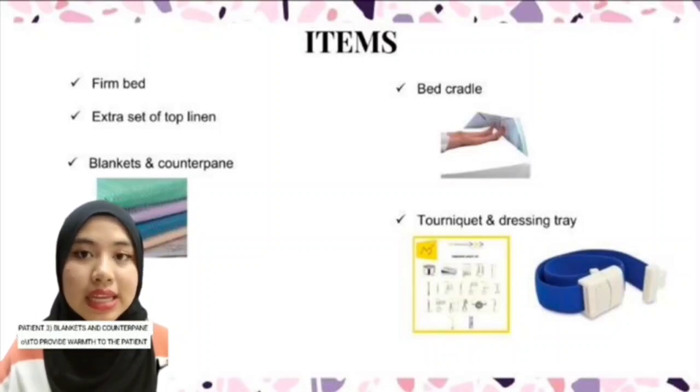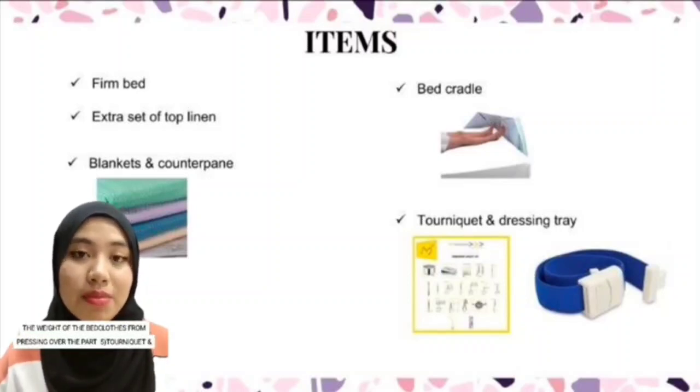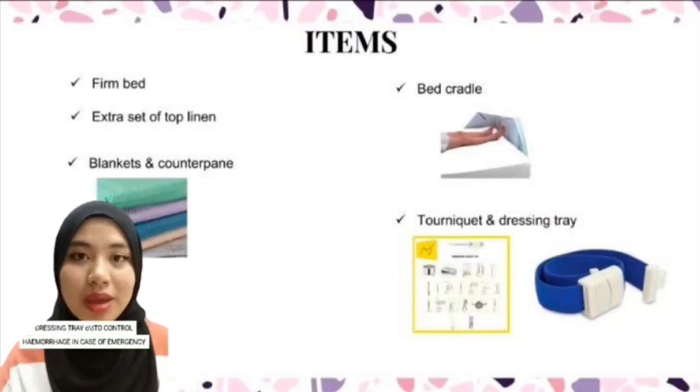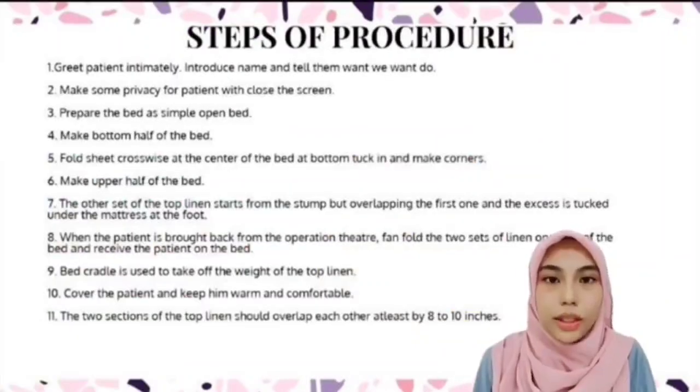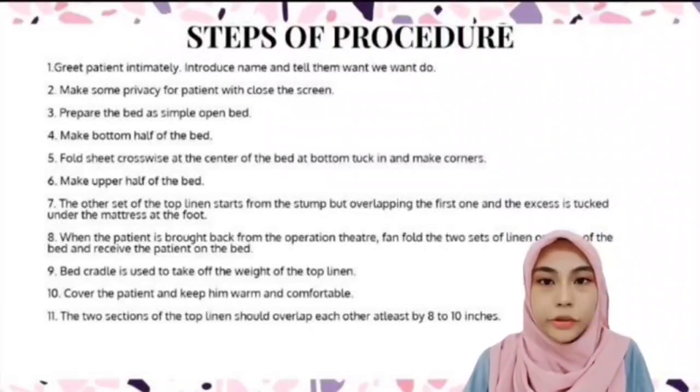Number 3, blankets and counterpane to provide warmth to the patient and to give a neat and tidy appearance. Number 4, bed cradle to keep the weight of the bedclothes from pressing over the part. Number 5, tourniquet and dressing tray to control hemorrhage in case of emergency. Okay, next I want to present the steps of the procedure.